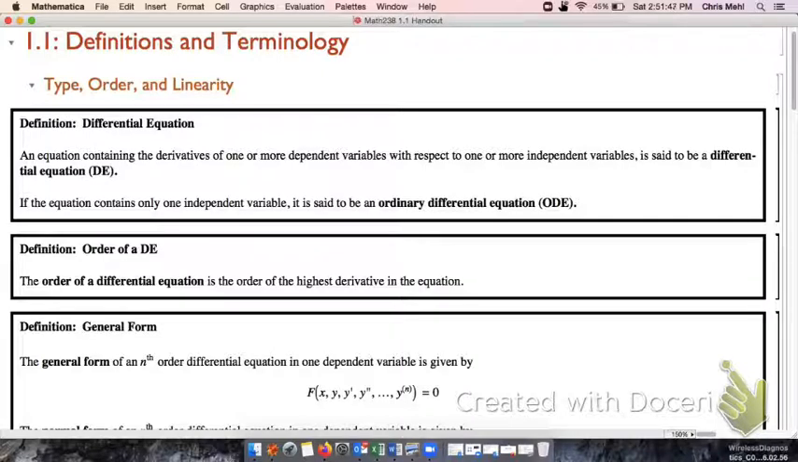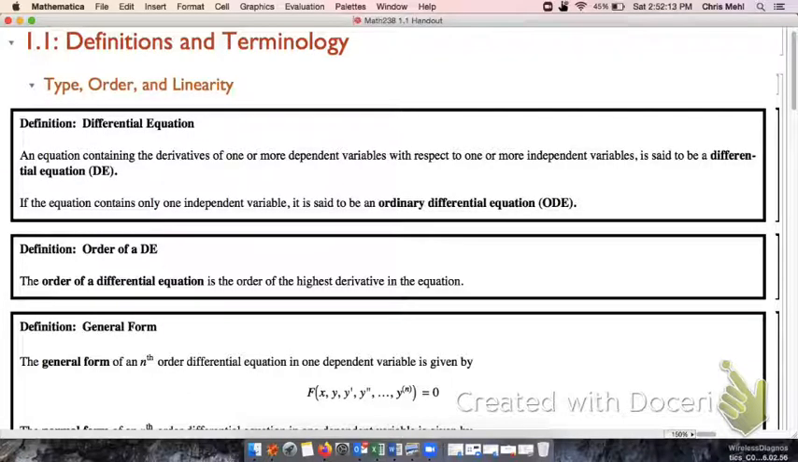Okay, so only a single independent variable. And then you have an equation relating unknown derivatives, and so basically this expression is going to involve the independent variable and the dependent variable and its derivatives. The order of a differential equation is the order of the highest derivative in the equation.